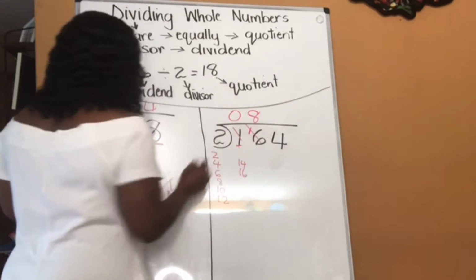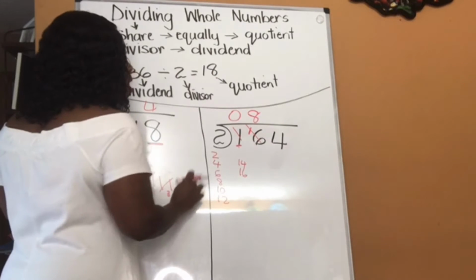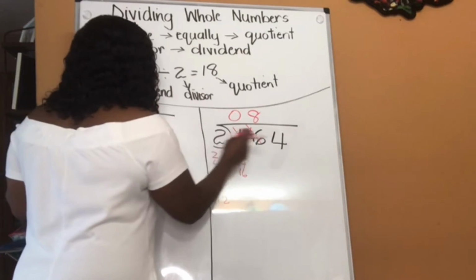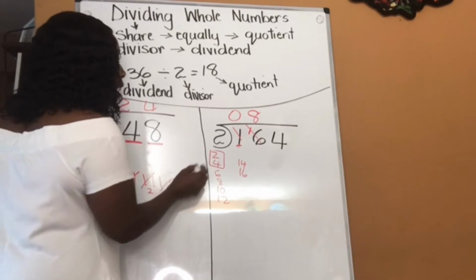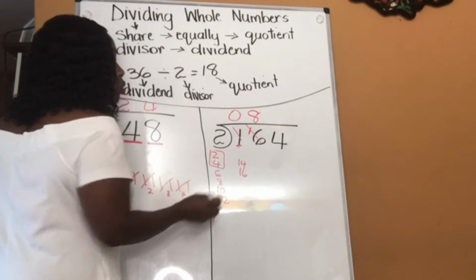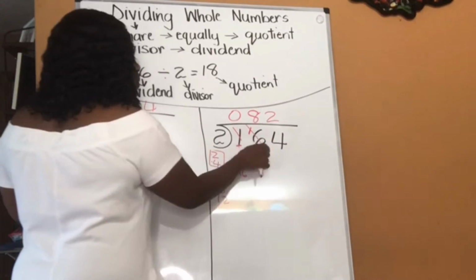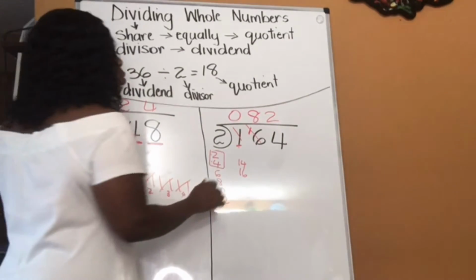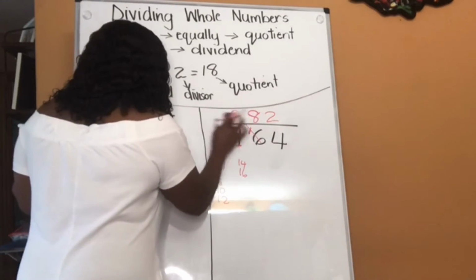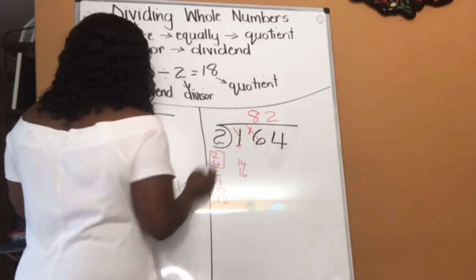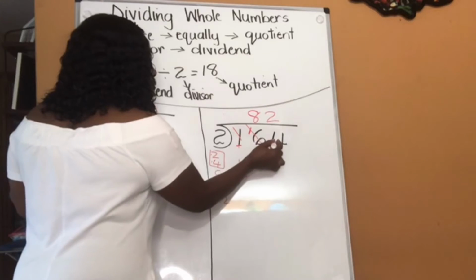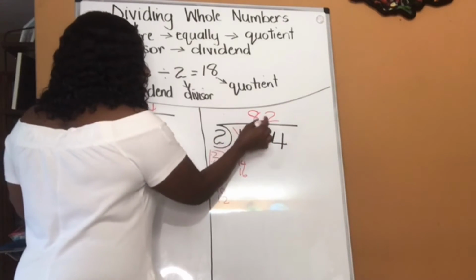We're done with 16. So now we go to 4. How many sets of 2 can you get from 4? Here we had 4. So we simply count 1, 2. So we get 2 sets of 2 out of 4. So you wouldn't need this in your answer. It's just a placeholder. Your answer would be 82. So 164 divided by 2 is 82.